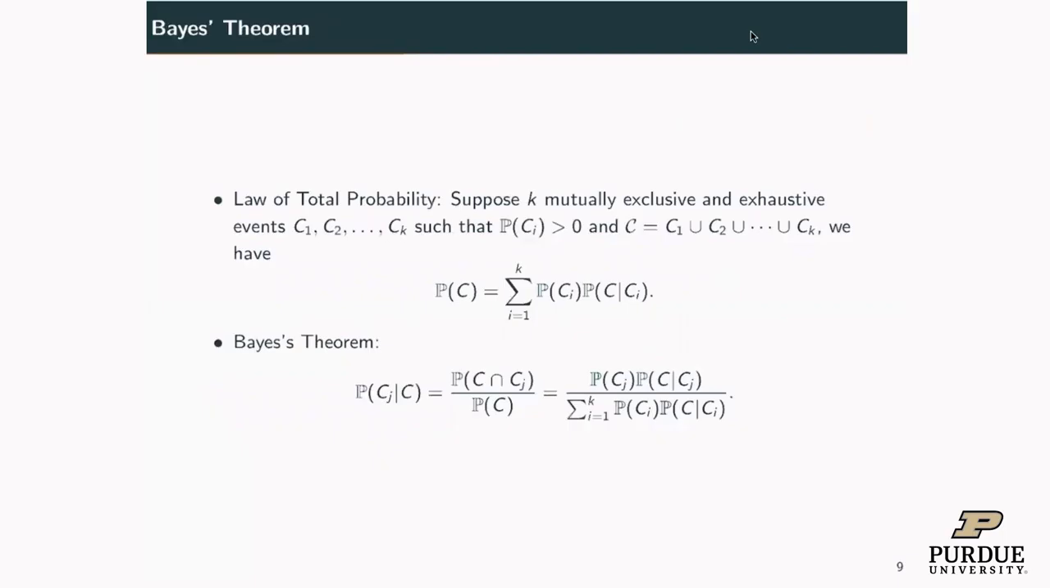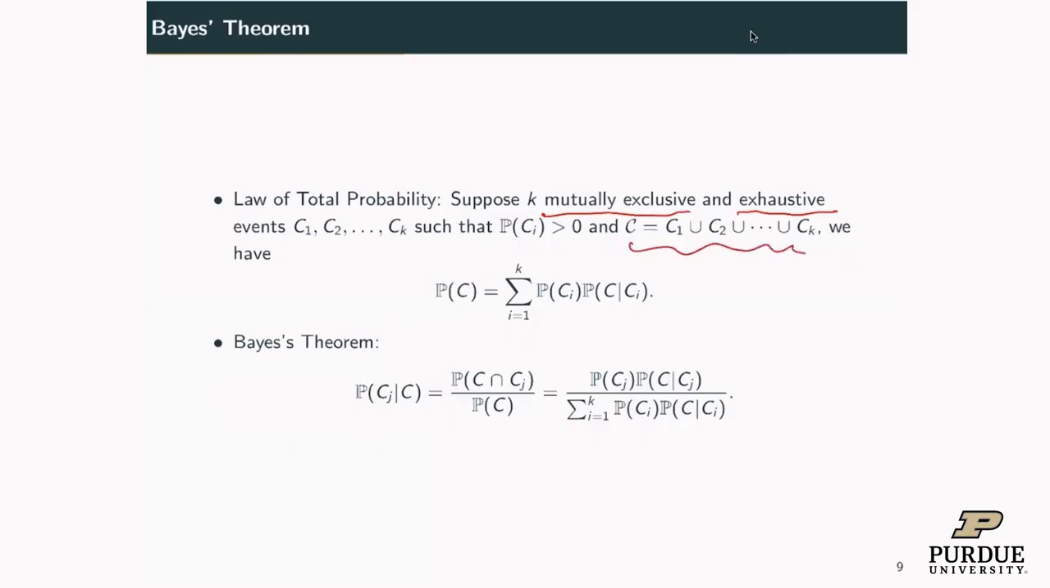Let's talk about Bayes theorem. Bayes theorem is very important. In statistics, there is one philosophy called Bayesian. To talk about Bayes theorem, let's talk about the law of total probability first. Suppose we have k mutually exclusive and exhaustive events, C1, C2, up to Ck. Mutually exclusive means there is no overlap between any 2 of them. Exhaustive means if you put all these events together, it's the total sample space.